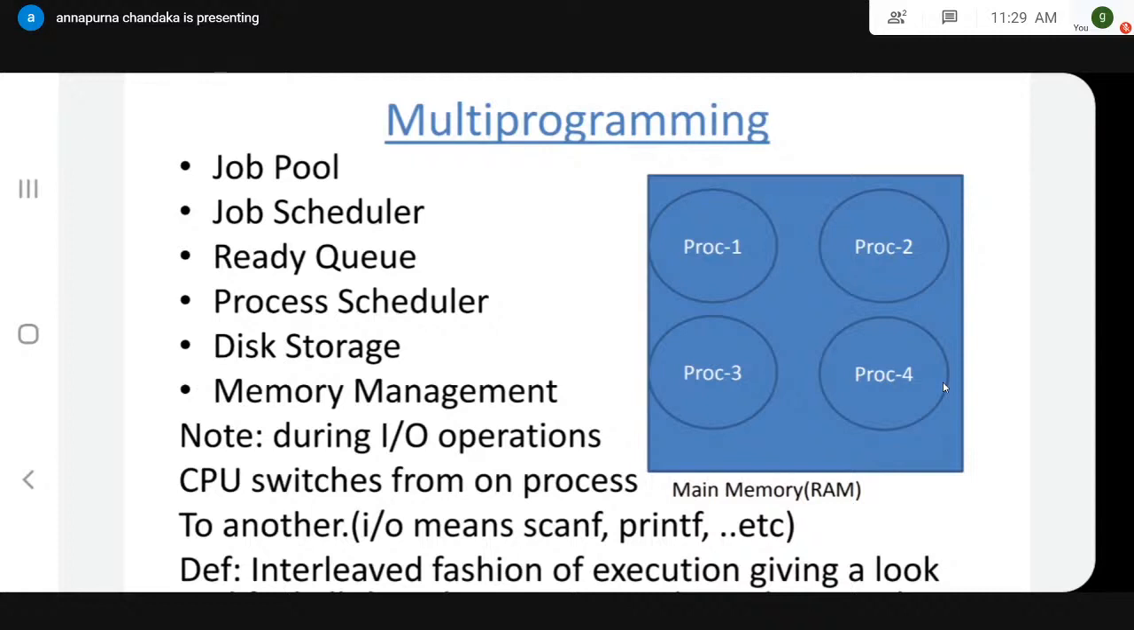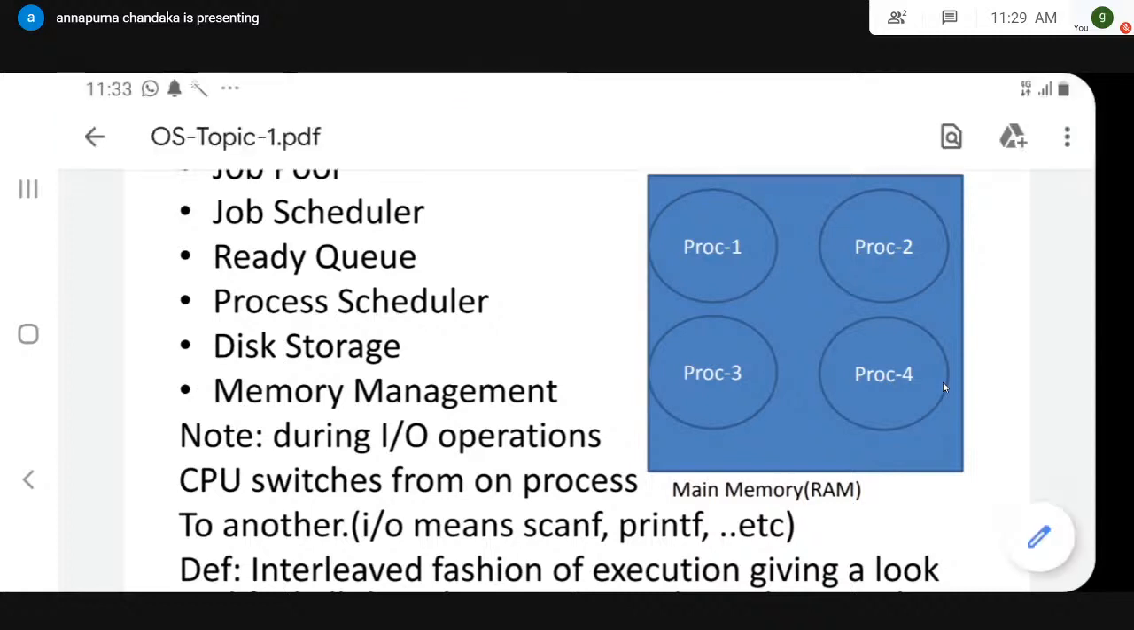An outside user can think that all programs are running simultaneously, but there is only one program running. It is giving a look and feel that all the programs are running simultaneously.